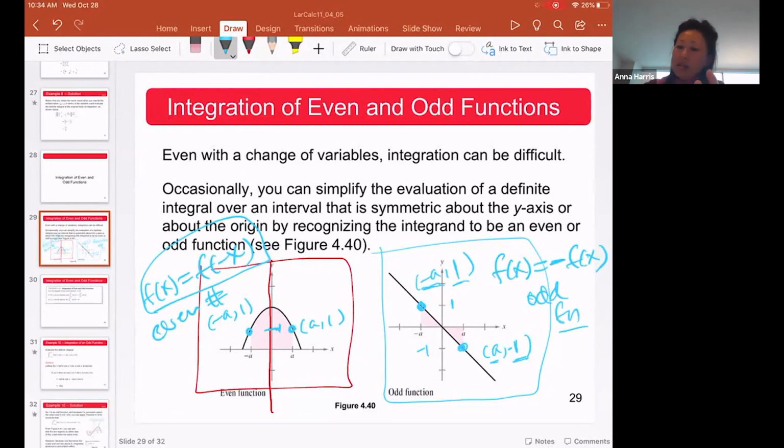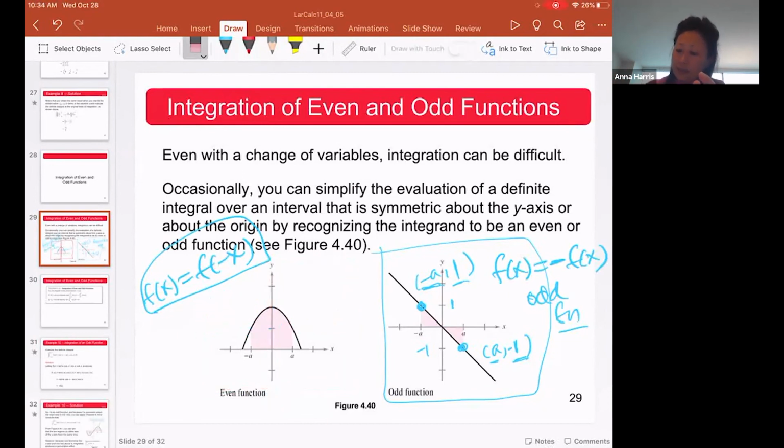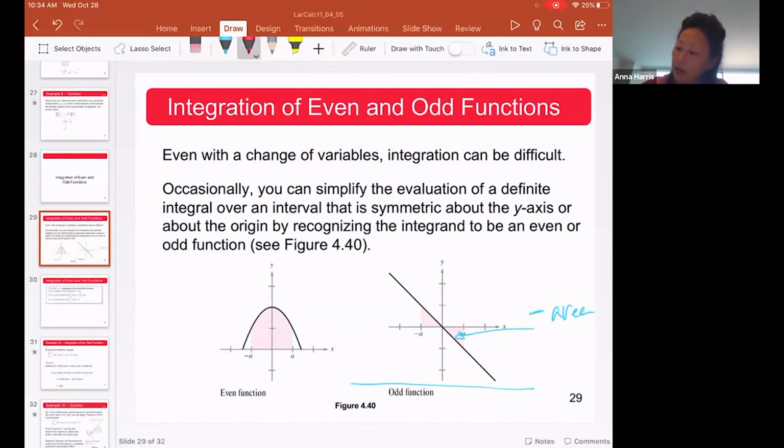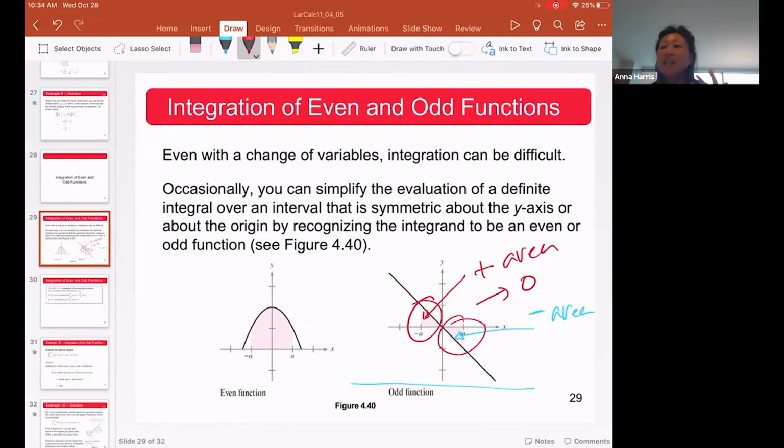Okay, now look at this. Remember, your integral means area. So look at this. For odd functions, you have a negative area right here. What do you have over here? Positive area. This and that, they're exactly the same. So when you take the antiderivative, your area becomes 0. The net area is 0.